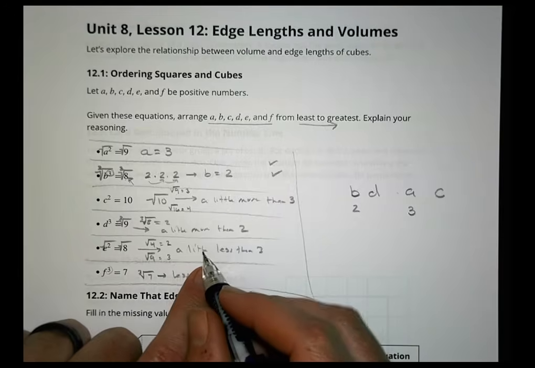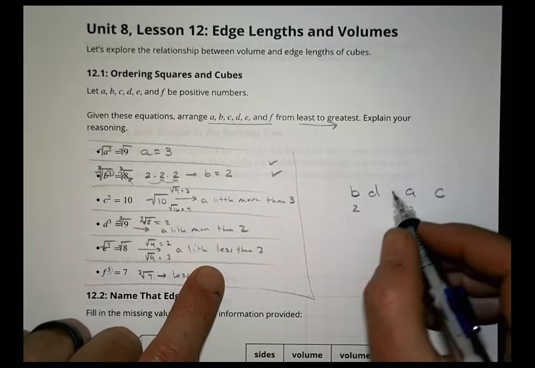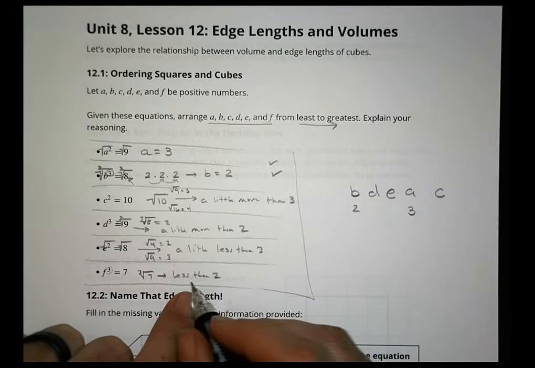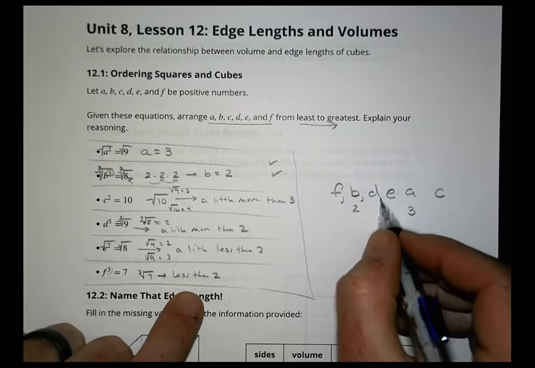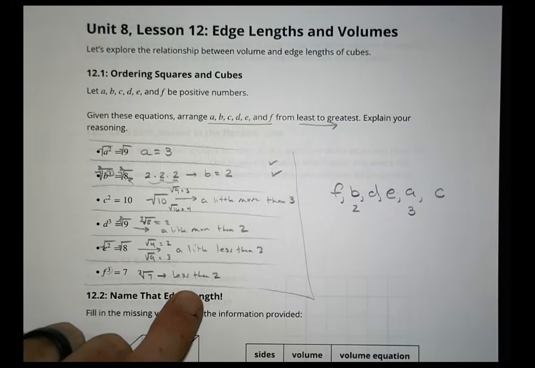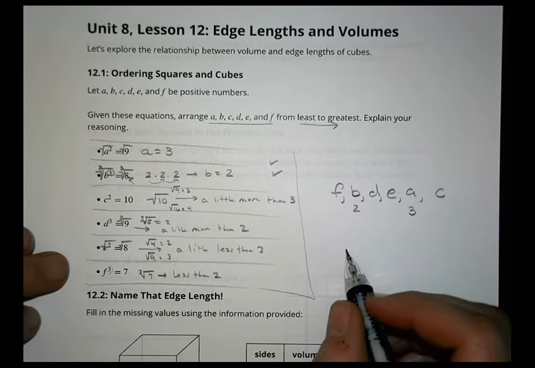We know that E is a little less than 3, so we're going to put E right here. And then we know that F is less than 2, so we can put F right there. So those become the orders for all of these values, approximating where those are going to be, least to greatest.